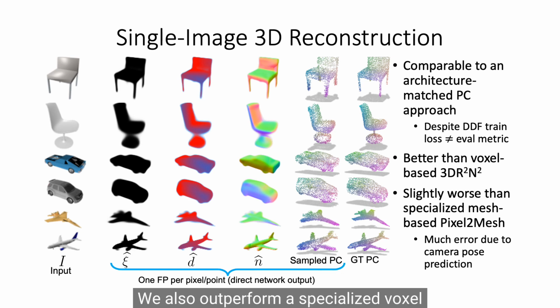We also outperform a specialized voxel-based model and slightly underperform a specialized mesh-based one. However, we find that much of this error stems from incorrect camera prediction and that we can outperform the mesh-based approach when considering shape alone. Note here in the qualitative results that each pixel is the direct single-pass output of the network.